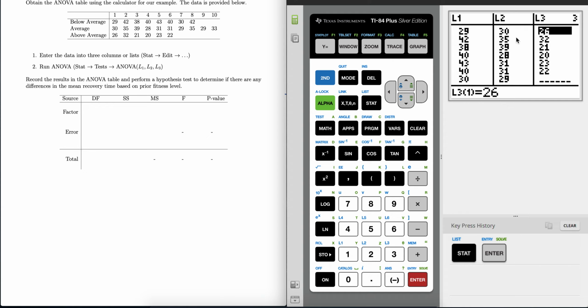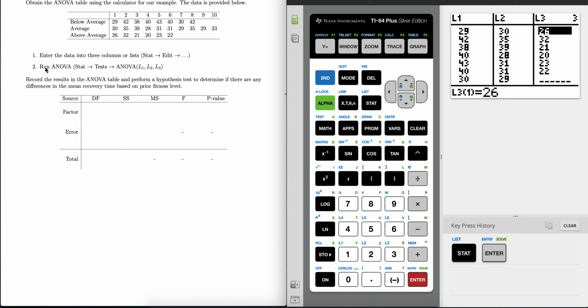Average data I have in the second list, and then above average is in the third list. So take a moment, make sure you have your data entered, double check your data entry so we all get the same answers.